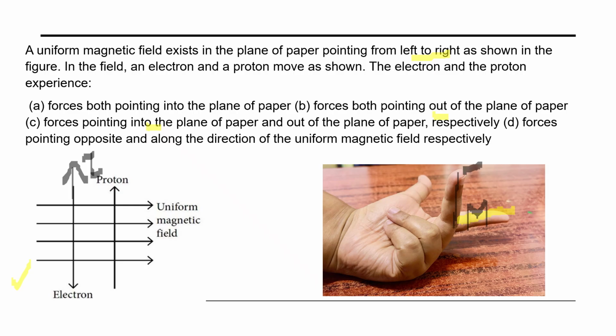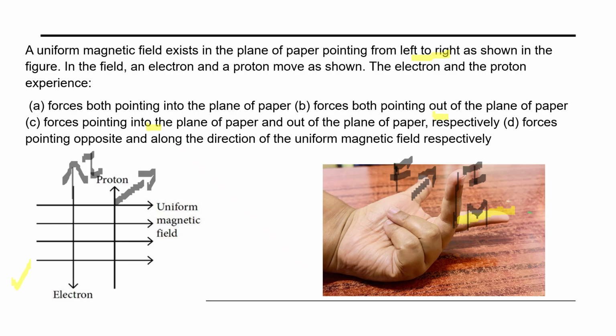The middle finger shows the current. So according to Fleming's left-hand rule, the direction will be mutually perpendicular. All three are mutually perpendicular. So according to Fleming's left-hand rule, the direction of the force will be along the thumb. So we can show like this.